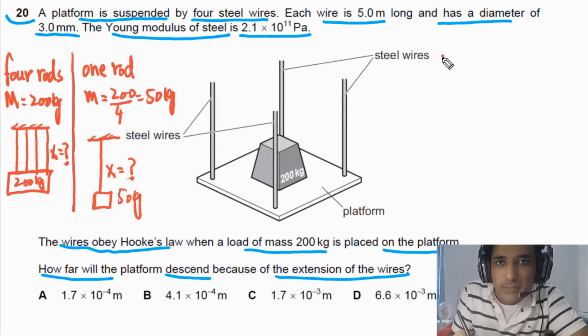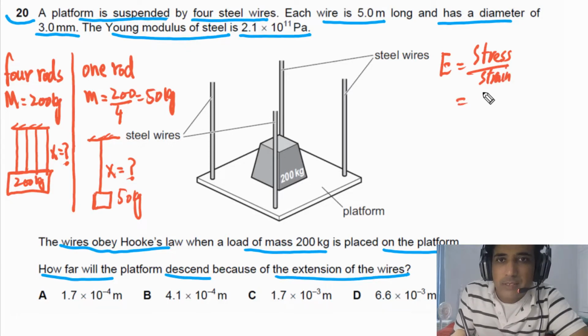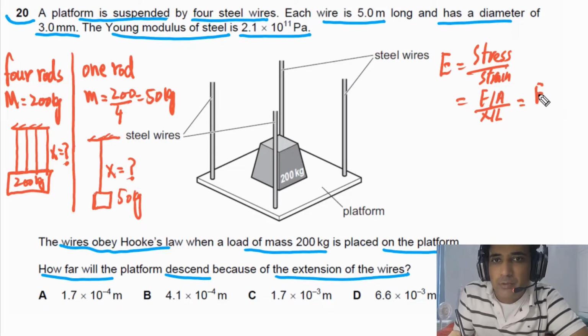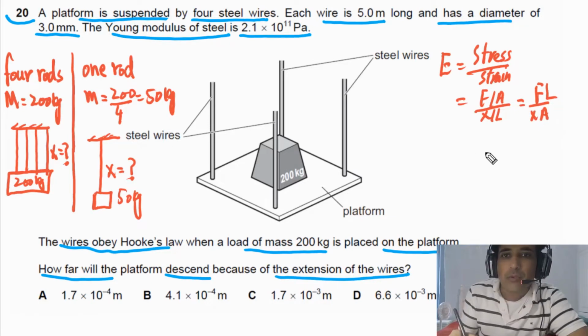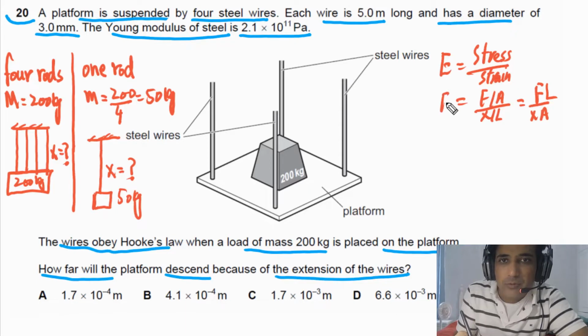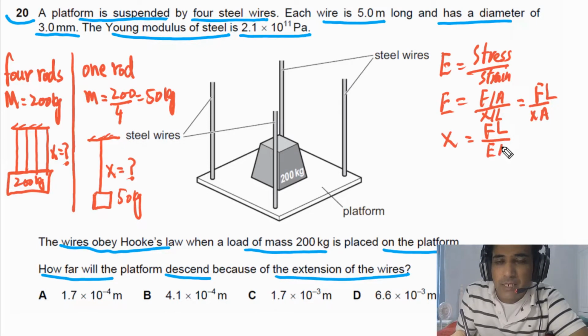For one rod, we can write down Young's modulus. This is equal to stress over strain. Stress is equal to F over A and strain is x over L. So we can rearrange and write, in this case, E equals F over x times L over A. Now, simply we need to plug in values. We need to calculate the value of x. We can rearrange this: x will be equal to FL divided by E times A. So this method we are using for one rod only.